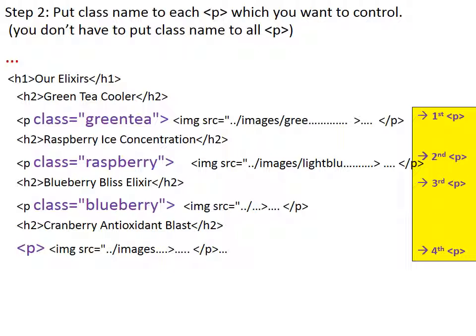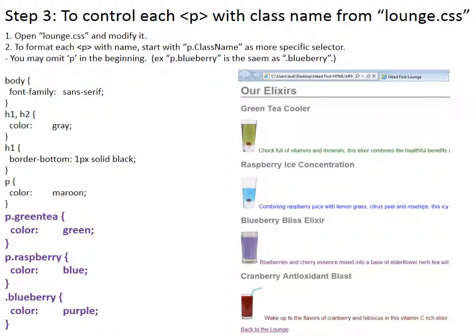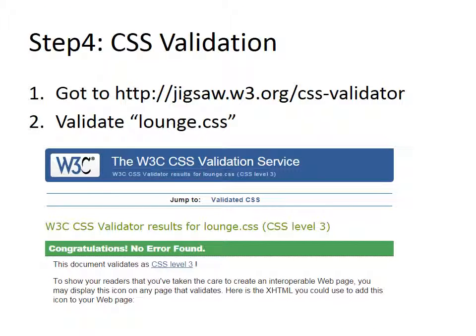We call this inheritance. Generally, selector P inherits body element. This is an example of inheritance. To control each P, you should use the name of class in CSS file. So P is a general selector. If you want to format green tea P, then you should use p.greent as the selector for the P. You may validate a CSS file from W3C CSS validation webpage.